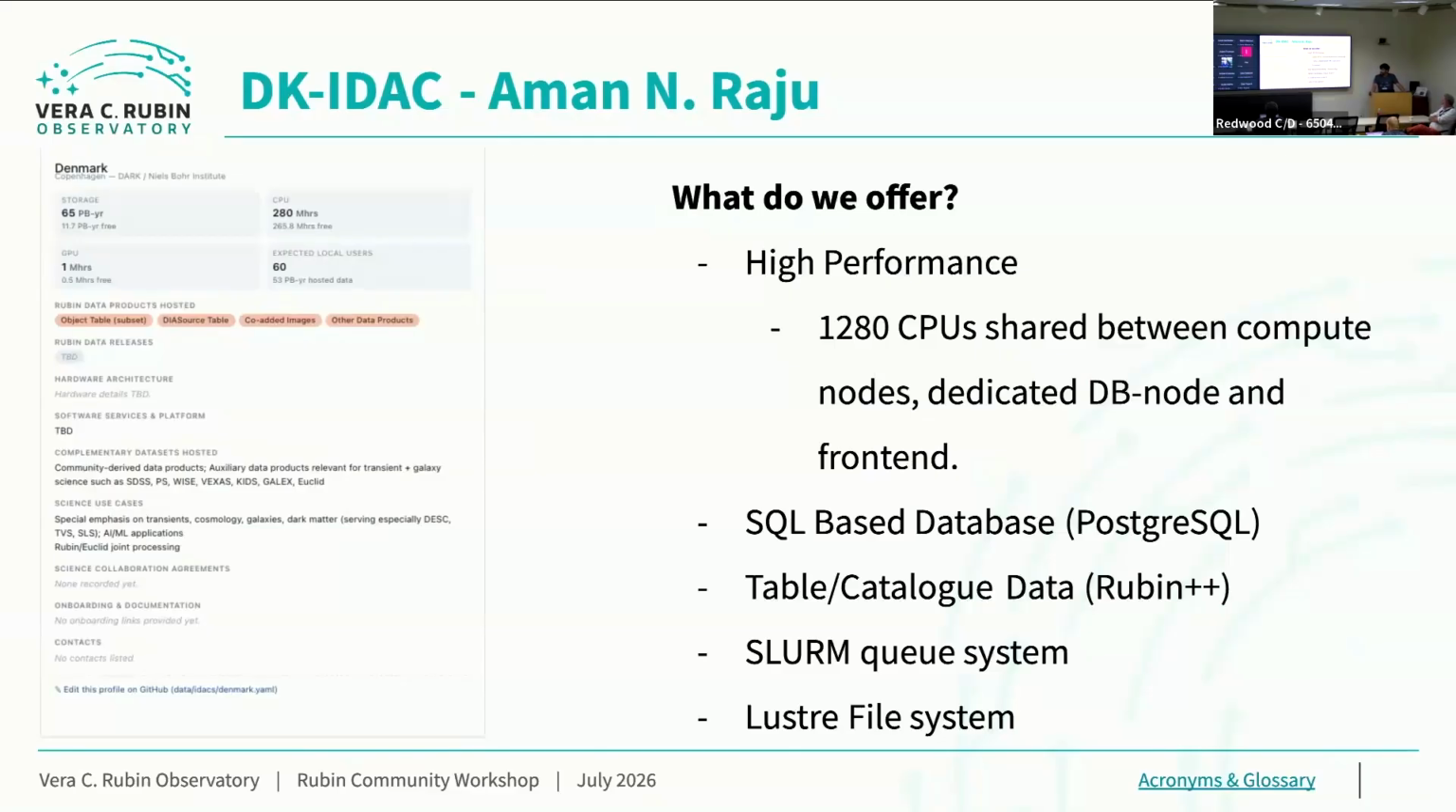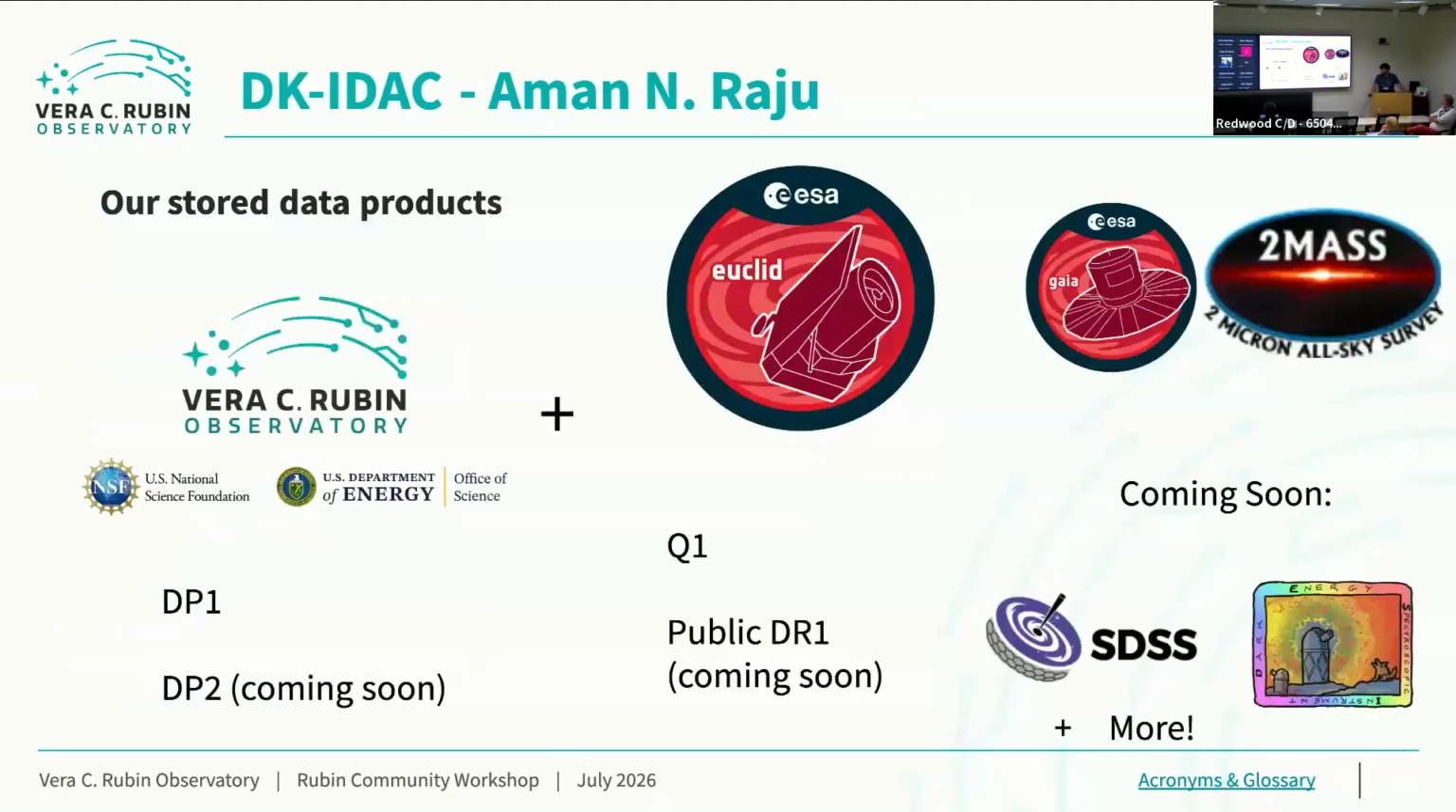We have more than enough space for the catalogs, but we can't really commit to hosting all the images that come from Rubin. So most of our data will be in the form of SQL-based databases that can be queried by the users. We also envision that most of the work that's going on in the IDAC will be done through simple code, just through submitting your Python or favorite language scripts to Slurm. And we have a Lustre file system with a space of about 5 to 6 petabytes, which we'll use for both hosting the data as well as allocating to the users.